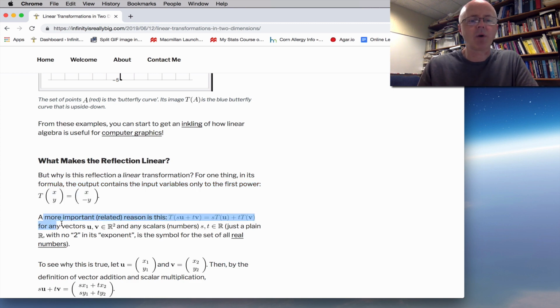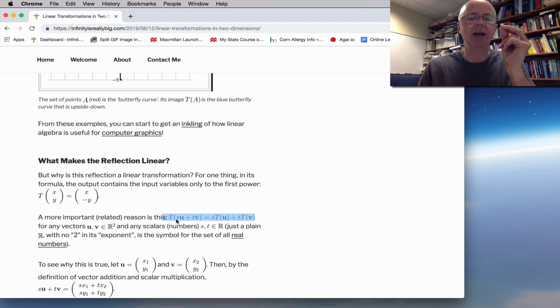Here is the more important related reason, related to the fact that we only had first powers of x and y. We want this equation to be true for linear functions or for linear transformations. T of an arbitrary input of the form su plus tv, where u and v are arbitrary vectors and s and t are arbitrary numbers, scalars, must equal s times T of u plus t times T of v. Kind of a strange equation if you're not used to this kind of thing, but this is the key linearity condition.